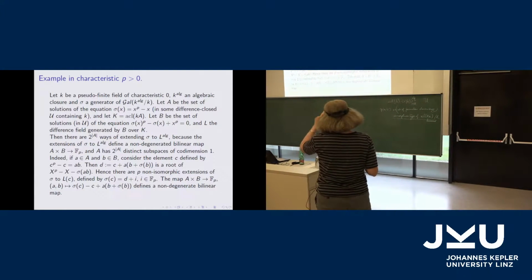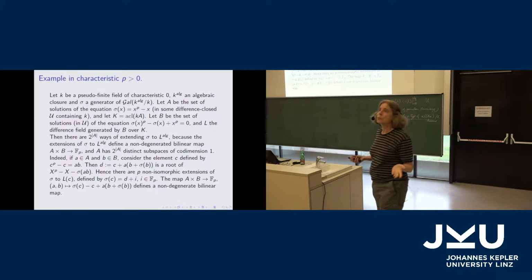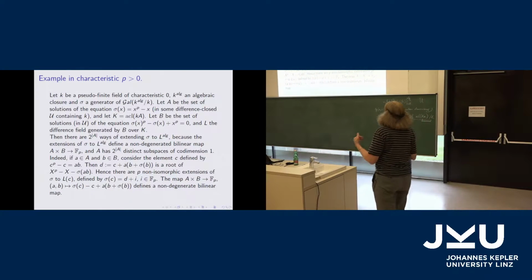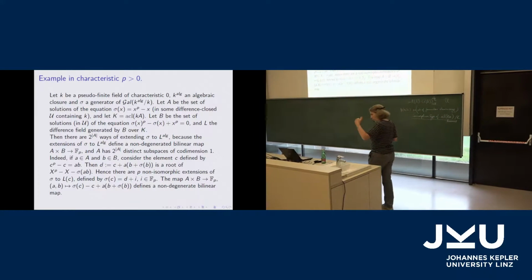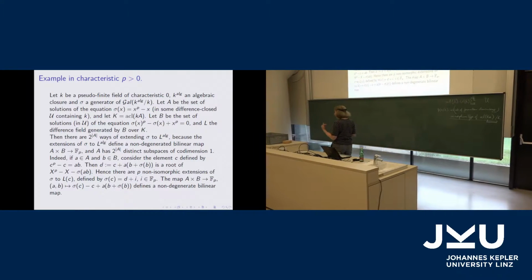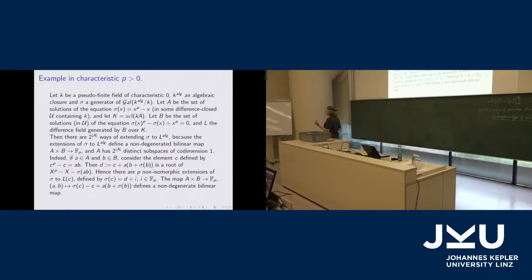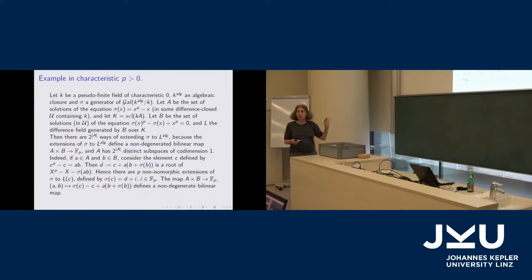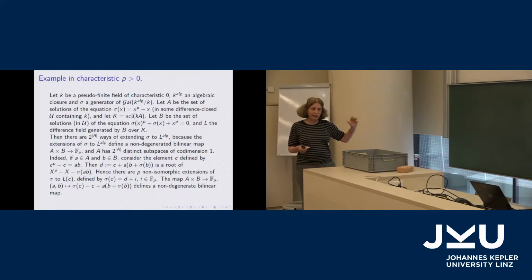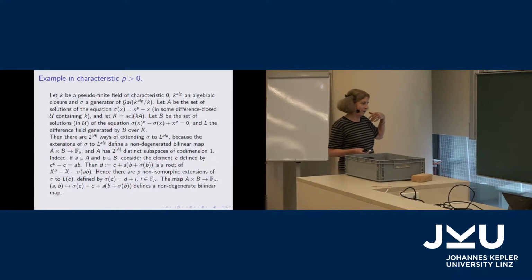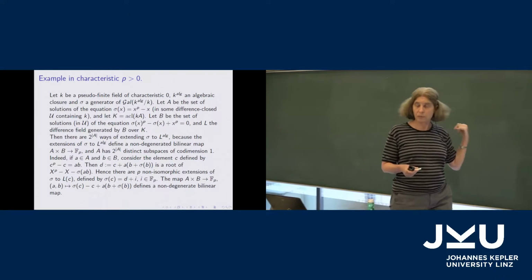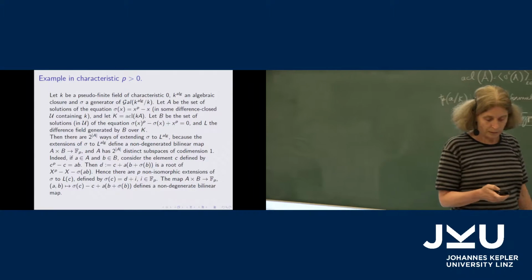Now, take a solution, you have p choices for sigma. Okay? And it turns out that this type of thing will define a non-degenerate bilinear form from A cross B to F_p. You have to do the cardinality of A choices, so it cannot be that all these guys, you make choices, there will obviously be a choice which will be missing in a difference closure of that field.